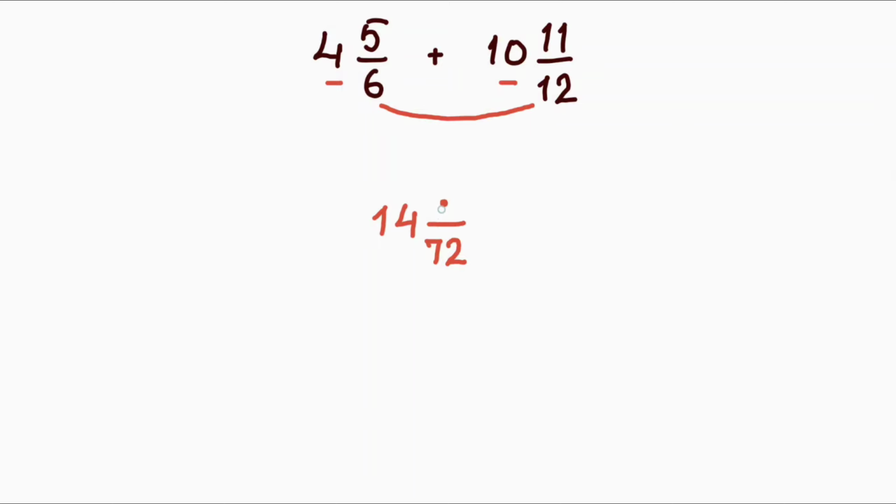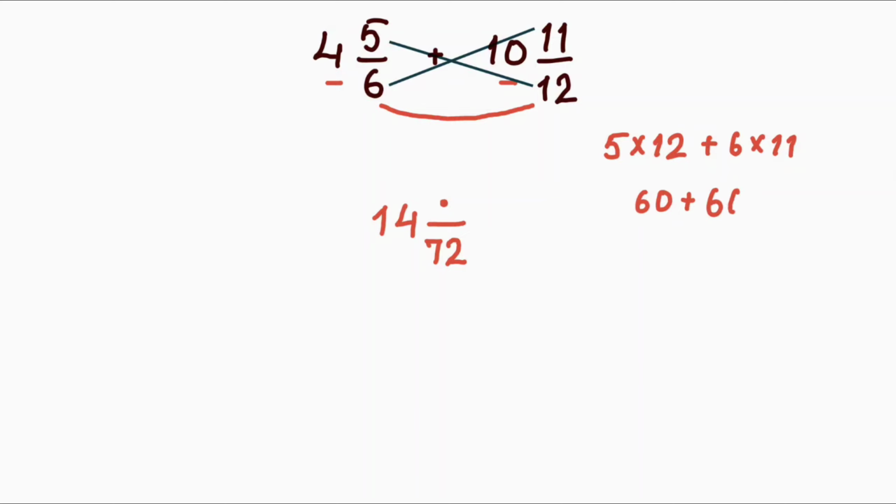Now the most important part, numerator. Multiply numerator with denominator of different terms and add them. This becomes 5 into 12 plus 6 into 11. This becomes 60 plus 66, 126. Write the numerator here. If numerator and denominator has any factor common, simplify it.